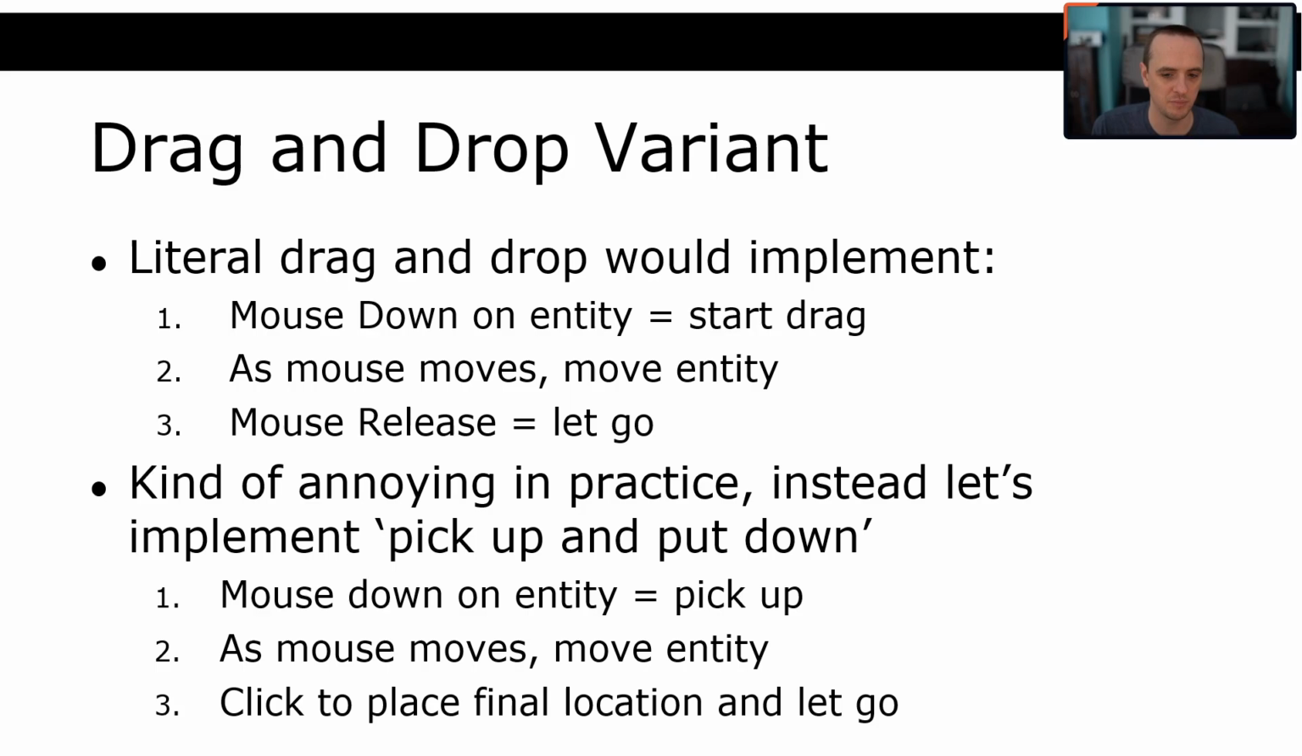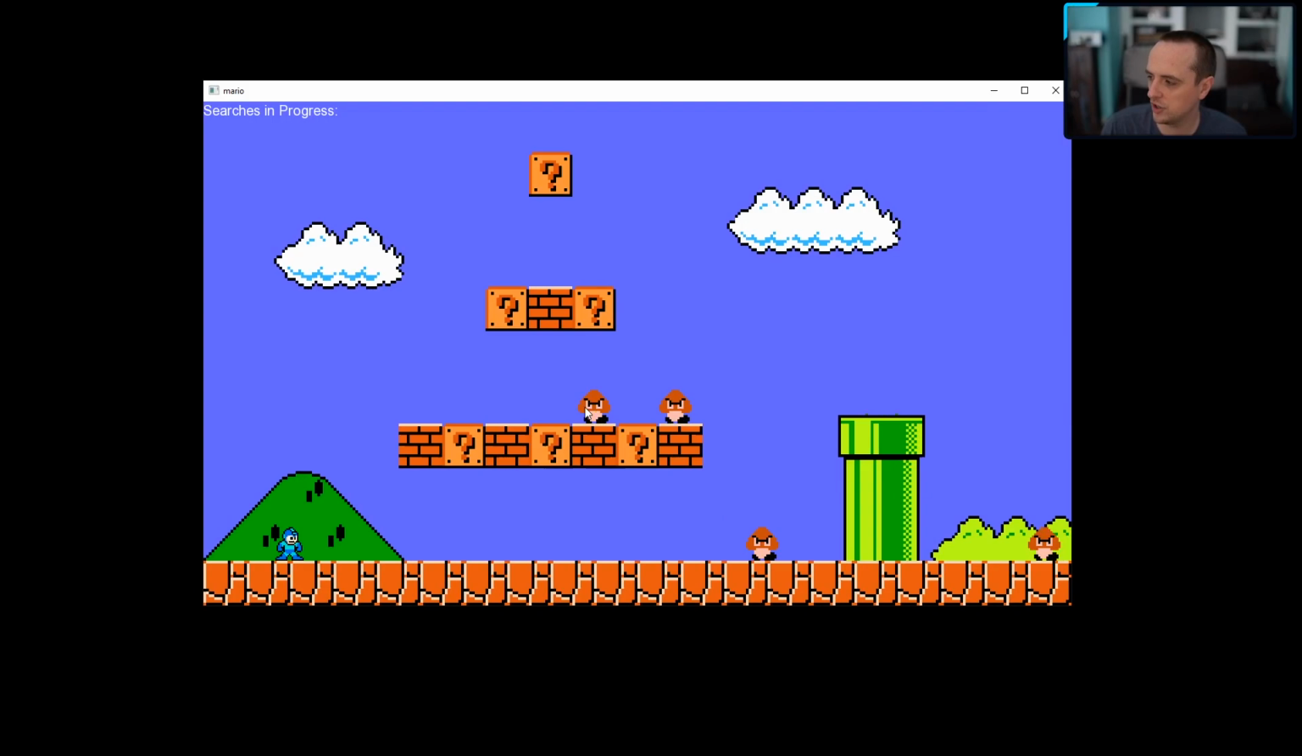So what we're going to do, instead of pure drag and drop, we're going to implement pick up and put down. So when you click on an entity, you're going to pick it up. As your mouse moves, the entity is going to follow the mouse cursor, and then you're going to click the final location to put it there. So if I go back to the game that I was showing before, this is what's happening. So I click on the Goomba, right? I click on the Goomba, and now I click it again to place it there.